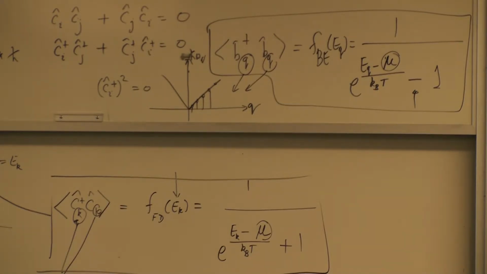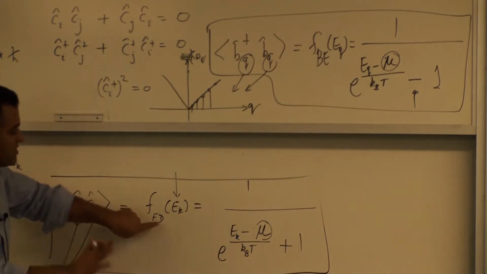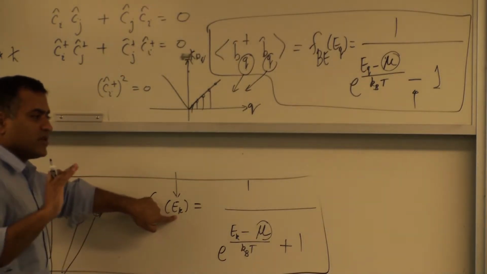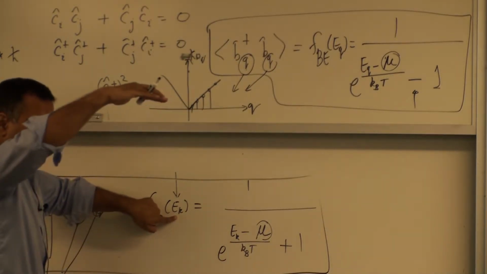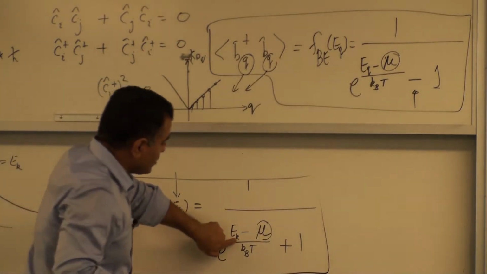I could be counting the orbitals by which site on a crystal it is sitting in space. I could be counting in any way. As long as you know what the energy of that orbital is, the Fermi-Dirac distribution doesn't care which basis you are talking about. It just wants to know what the energy is. Does that make sense? And then it could be E sub k.